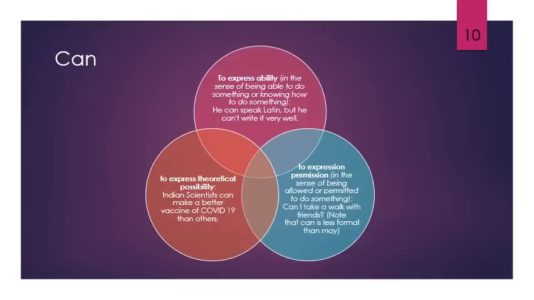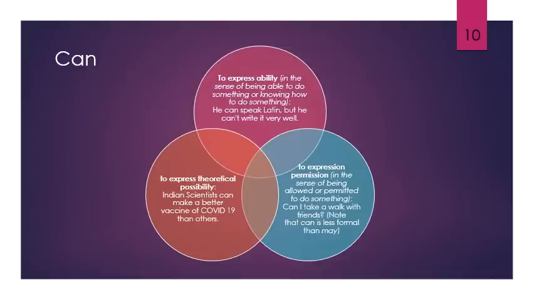Can happens to be the next modal. It expresses ability. For example, I can speak Latin, or he can speak Latin, but he can't write it very well. So can here tells about the ability of a certain person. He cannot speak Latin is an absence of ability, an incapability of doing something, right?